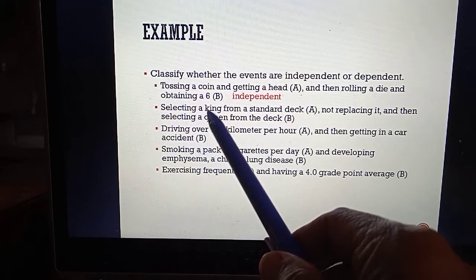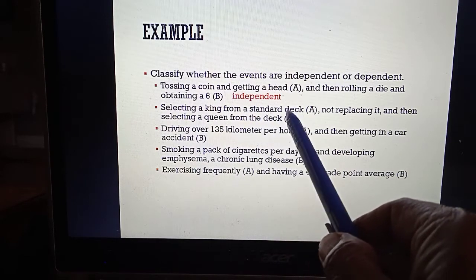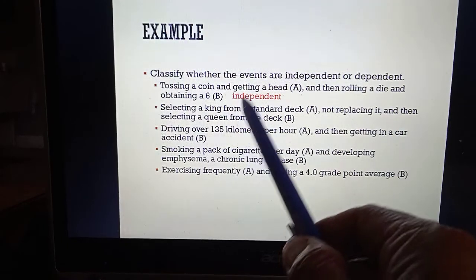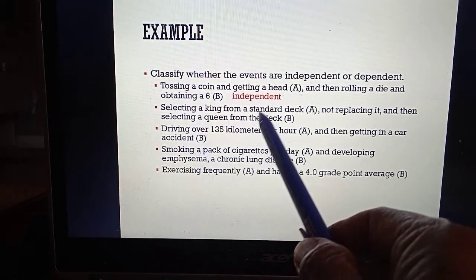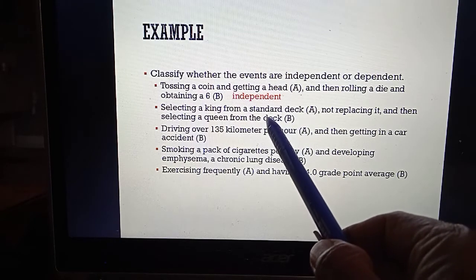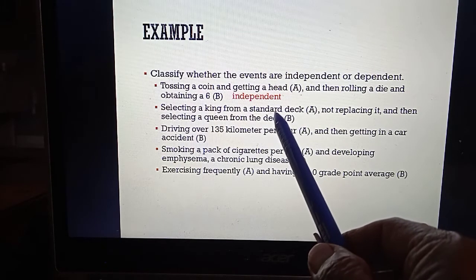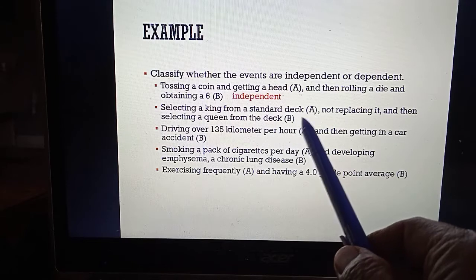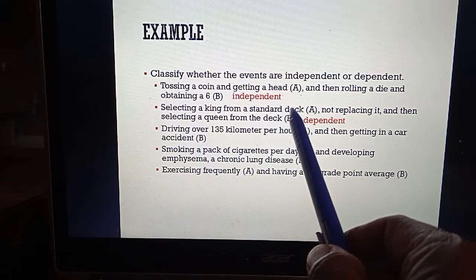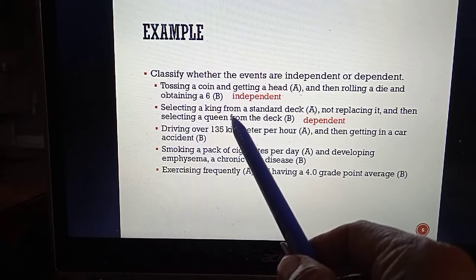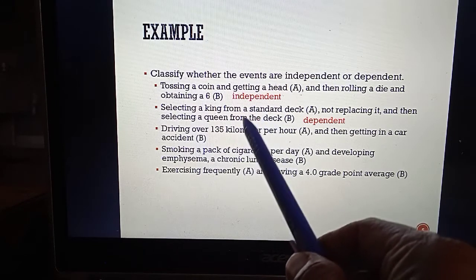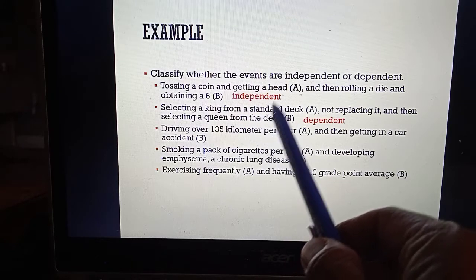does not affect the result of rolling a die and obtaining number 6. Okay. Next, selecting a king from a standard deck, event A, not replacing it, and then selecting a queen from the deck, which is event B. So is this dependent or independent? The answer is dependent, because by not replacing it, selecting a queen from the deck depends on selecting a king from the standard deck.